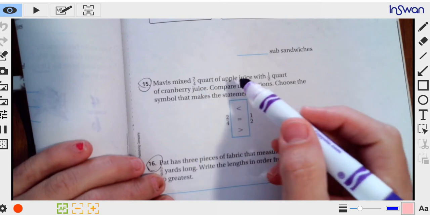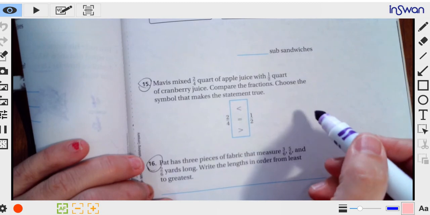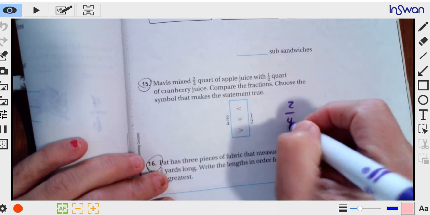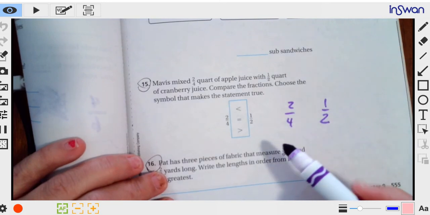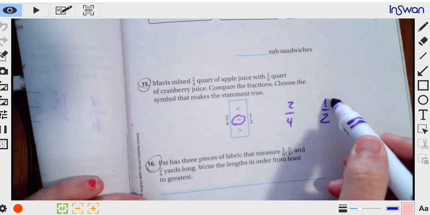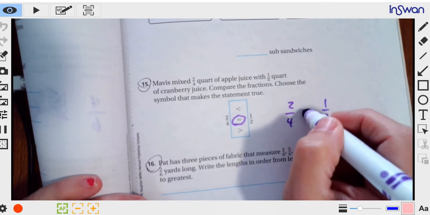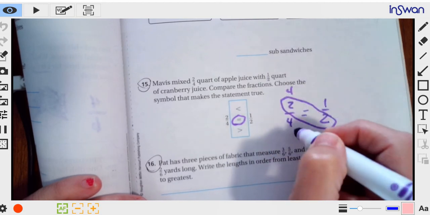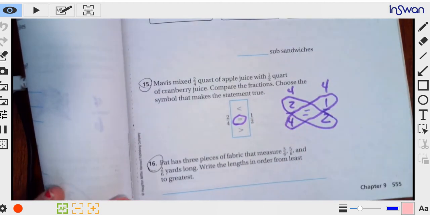Mavis mixed 2/4 quart of apple juice with 1/2 of cranberry juice. Compare the fractions. Choose the symbol that makes the statement true. So look at this, 2/4 and 1/2. You should be able to see that they are equivalent, because 2 plus 2 is 4, 1 plus 1 is 2. 2 is half of 4, 1 is half of 2. They are equivalent. If you don't know that, then do your butterfly method. Okay, to find out, is the number the same? If it is, then it is equal.